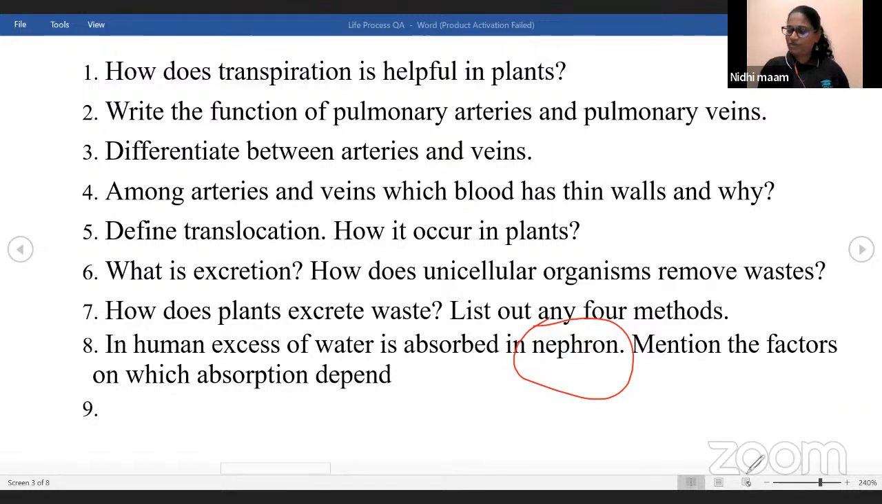Nephron is a structural and functional unit, we know, but on what factors does absorption depend? You have to just mention, no need to explain. Try it, you are to the point. Yes YouTube students, try it.